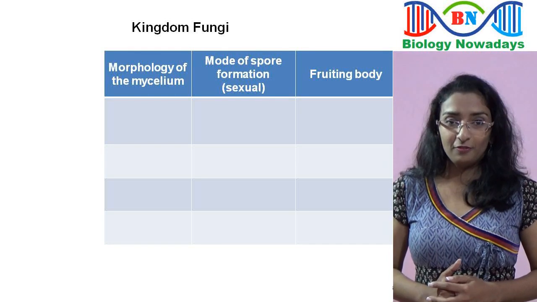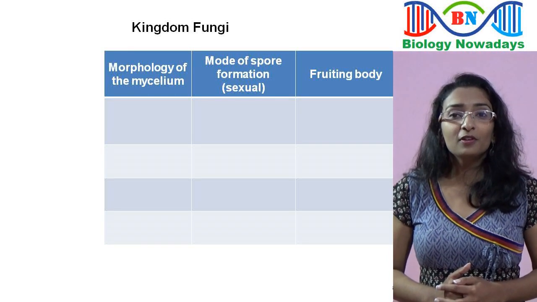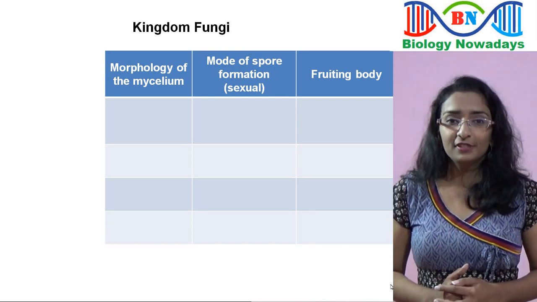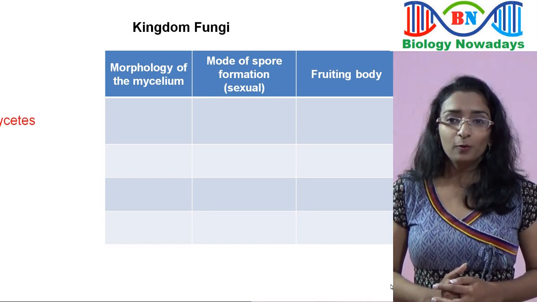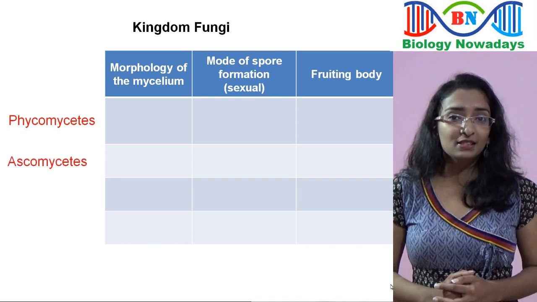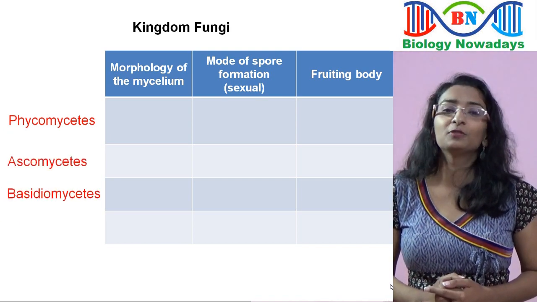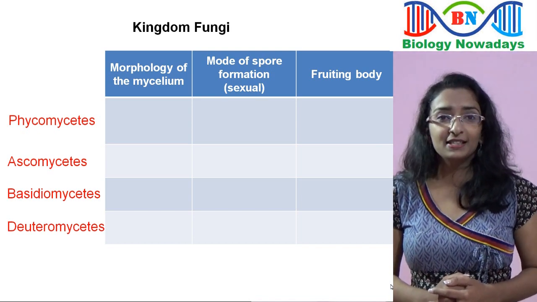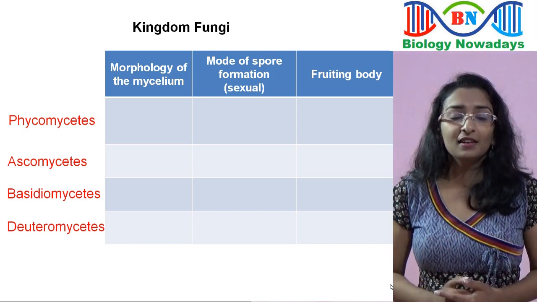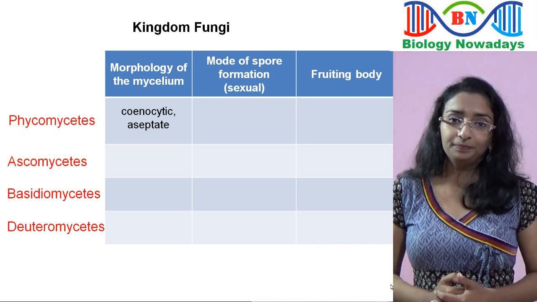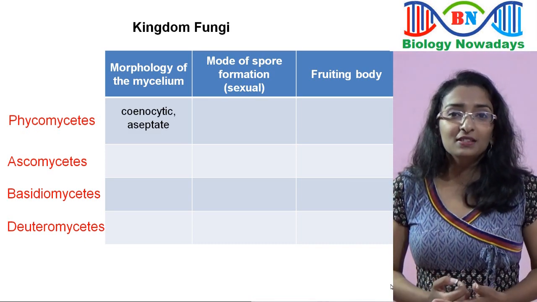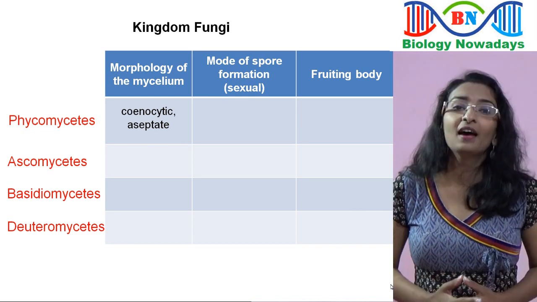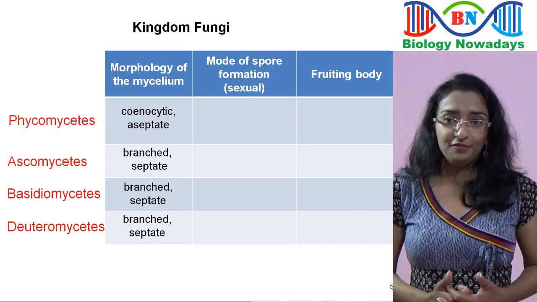On the basis of morphology of mycelium, mode of spore formation and fruiting body, the members of kingdom fungi are divided into Phycomycetes, Ascomycetes, Basidiomycetes and Deuteromycetes. The first group of fungi, the Phycomycetes, have cenocytic and aseptate hyphae. Aseptate means without septa or cross walls, while the other groups have branched and septate hyphae.